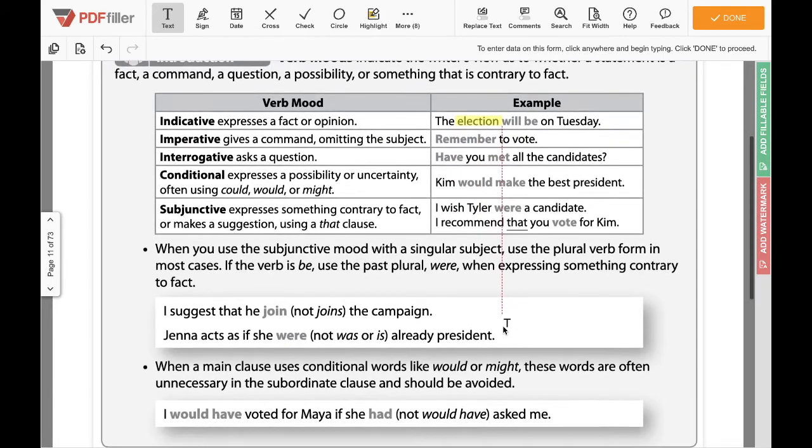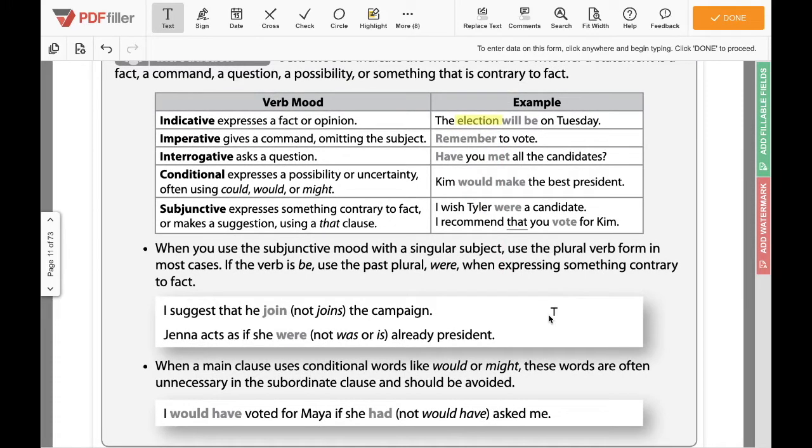Then there's a little tool that you have to keep in mind when you're using the subjunctive verb mood. When you use it with a singular subject, and we know that the subject of the sentence is what the sentence is talking about, so in this case it would be Tyler, and in this case it would be election. Singular is talking about one thing. So Tyler is singular, election is singular. Use the plural verb form in most cases.